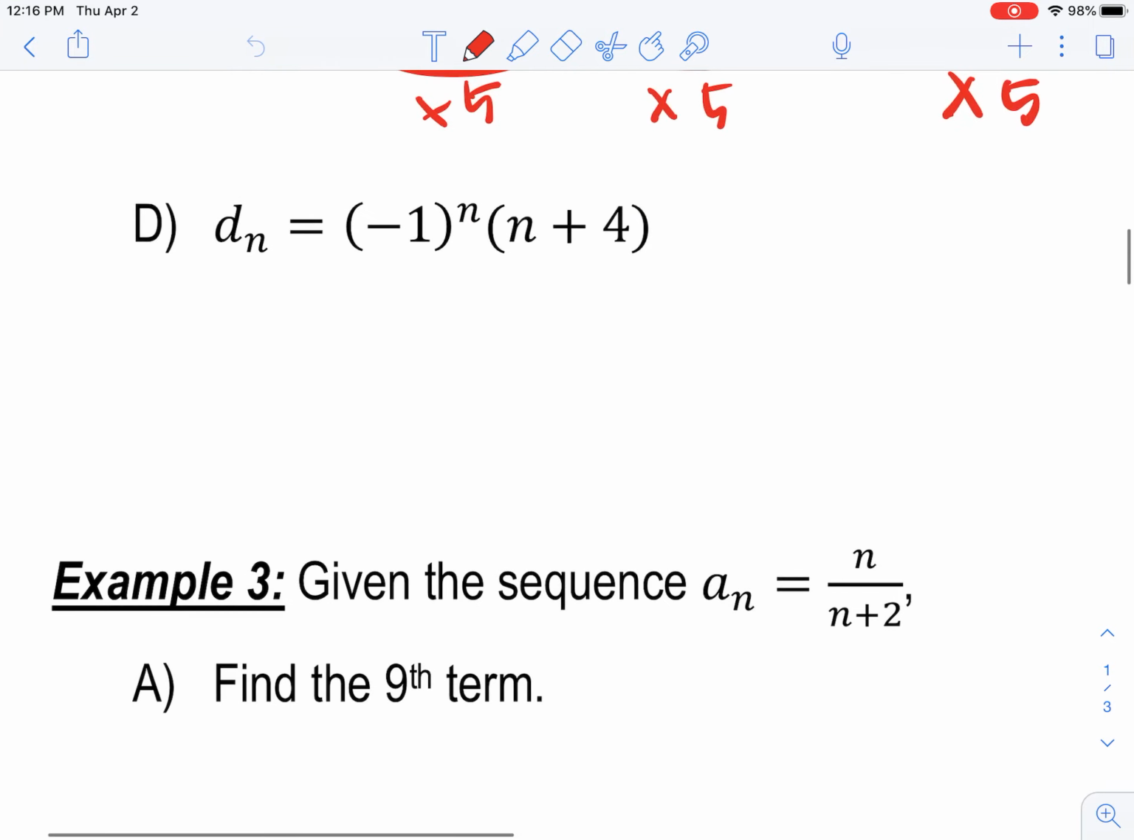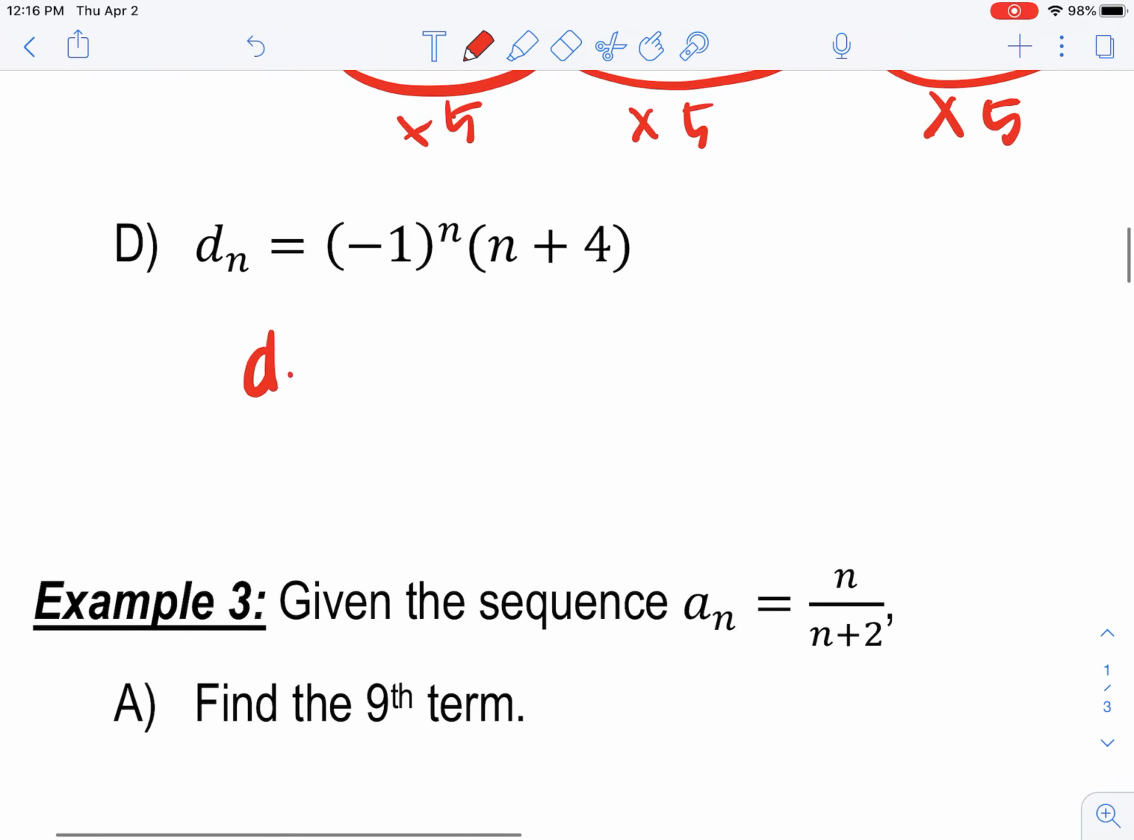Okay, let's look at this next one here. I have d sub 1, so I need to plug in 1 here and here. So I have -1 to the first power, which is -1. And then I need to plug in 1 here also. 1 plus 4 is 5. So d sub 1 is -5.